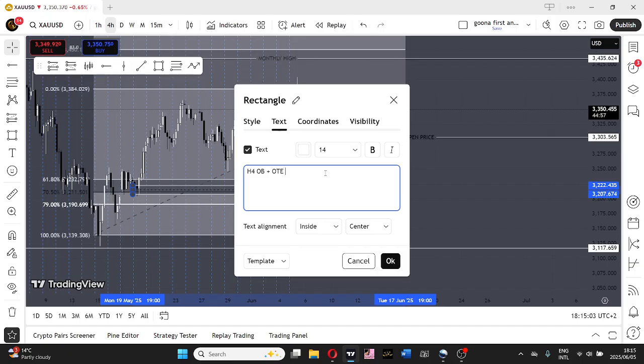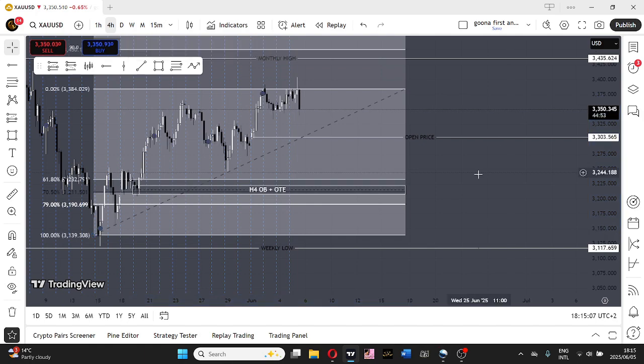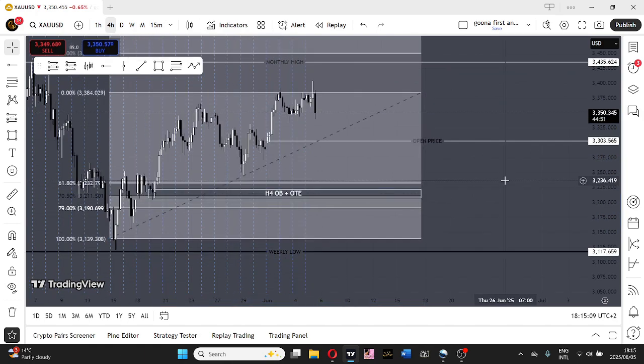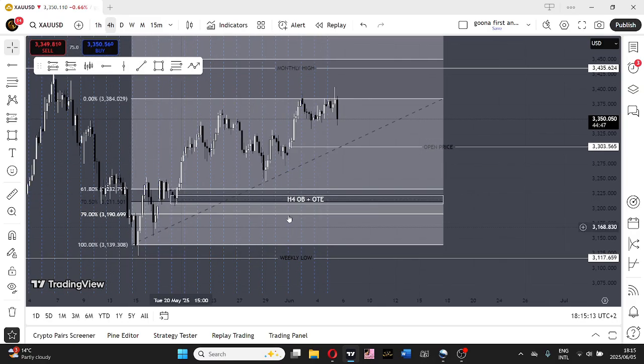OTE. So with the Fibonacci, I didn't mark the 50%, but basically the halfway point between the 100% and the 0%, which is the 50%, that will be equilibrium, which is here. Opening price, it's already marked here. That will be the midway point, the halfway point, which is equilibrium.